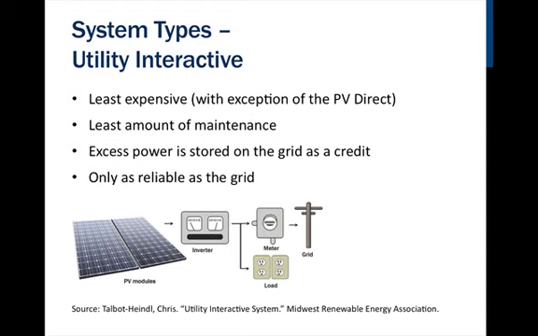Your excess power, instead of going into the batteries like in a standalone system, is stored on the grid as a credit. This system is only as reliable as the grid, and when the grid is down, you don't get any electricity through the PV system, though it still may be able to produce it. You would not want to install this type of system if your utility grid is unreliable.